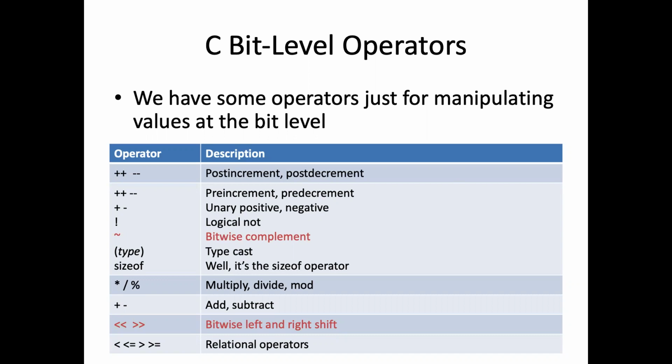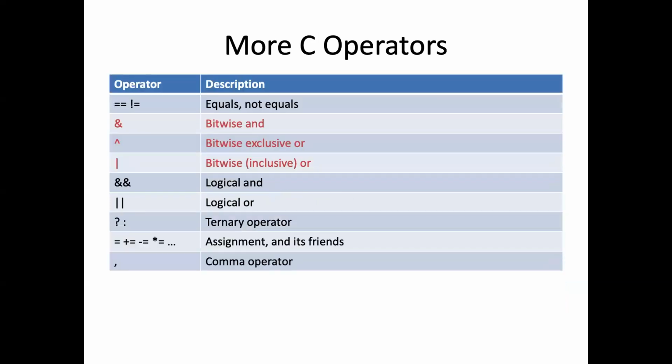The next two are almost near the bottom of this table. The bitwise shift operators. These take bits and they move them left or right. We'll talk about that in more detail, but informally, they're good for moving bits around in a value, where around means either left or right.